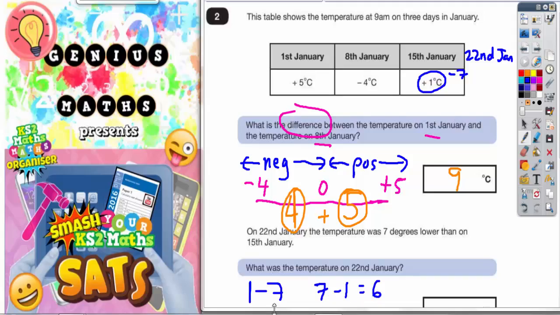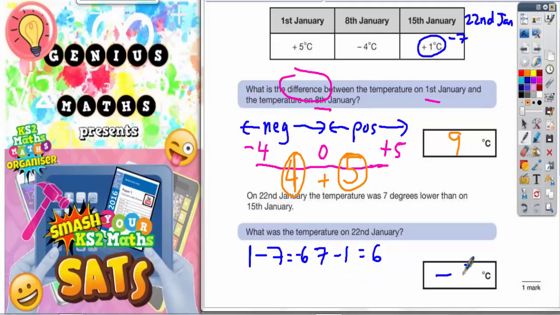And if you can spot that this is going into negative numbers, then the answer is basically going to be this answer here, but with a negative in front of it. So 7 take away 1 is 6, 1 take away 7, the other way round, is going to be negative 6. And that's your answer to the final question, negative 6. In the same way that 30 take away 10 would be 20, if you switch this round, 10 take away 30 would be negative 20.